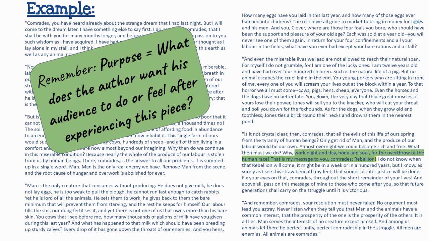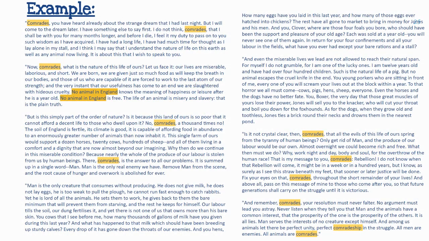The author, Old Major, wants his audience, the other animals, to overthrow the human race, i.e., to rebel. Now that you know the purpose, the next step is to identify the choices that Old Major used in his speech. Now, this is where you want to be careful. The number of strategies that Old Major uses are endless.